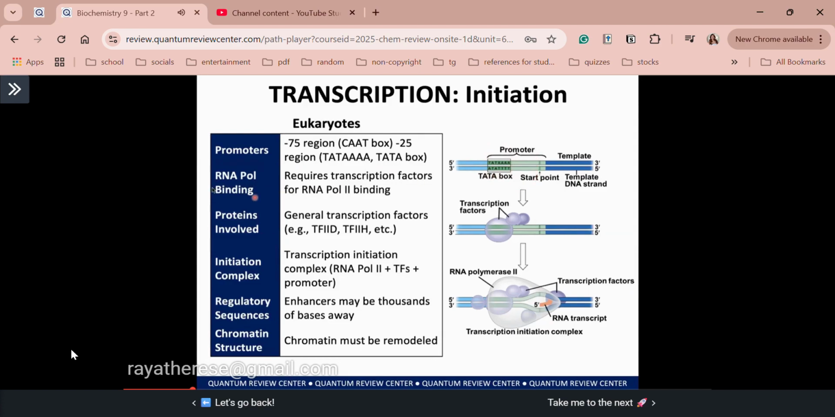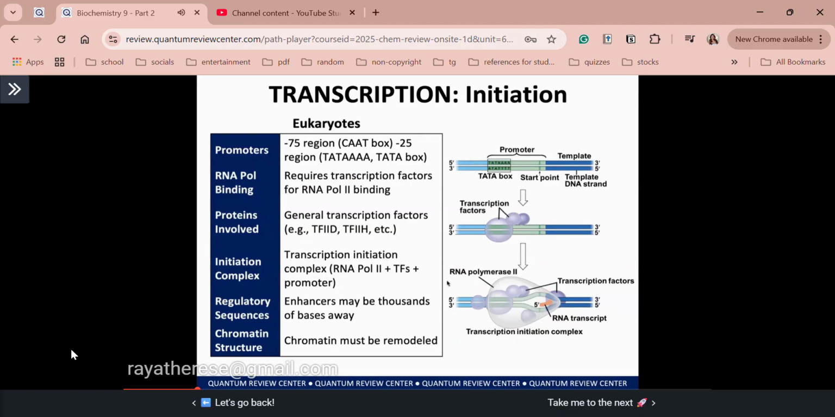So class, in the prokaryotic cell, your RNA pol binding needs sigma factor. For eukaryotes, you have transcription factors. But don't worry, you do not need to memorize these different transcription factors, because this is very specific. We have transcription initiation factors, transcription elongation factors, and termination factors. But always remember that in eukaryotic cells, the counterpart of the sigma factor in prokaryotes is the transcription factors in general.